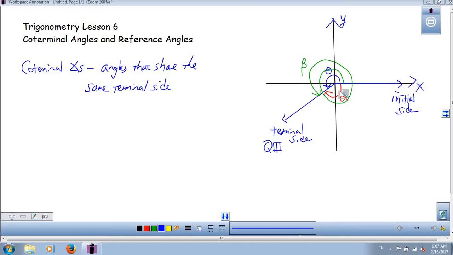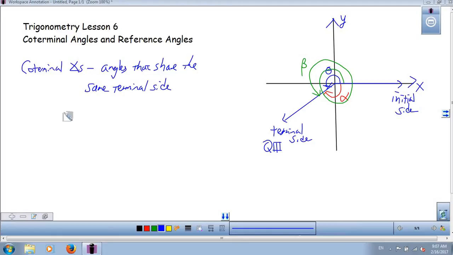In fact, I can have an unlimited number of coterminal angles because there are so many different ways I can rotate and stop at the same terminal side. I can rotate clockwise 3 times, 4 times, and stop at the terminal side. Either way, you can rotate in the positive direction or negative direction and stop at the terminal side.